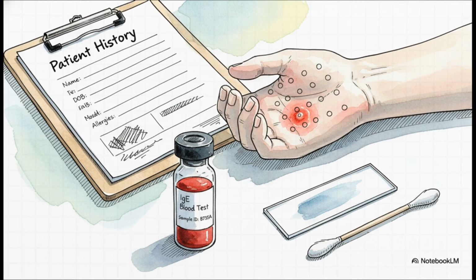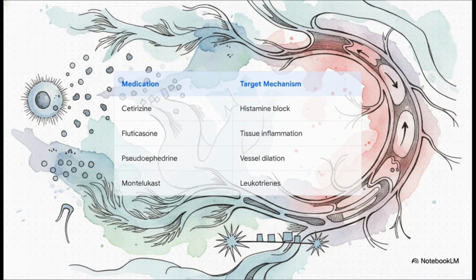We can also use blood tests to measure total and specific IgE levels, or take a nasal smear to check for eosinophils. If you see those, it strongly points to an allergic cause. Just look how beautifully these drugs map onto the cellular cascade we just learned. Cetirizine is an antihistamine. It directly blocks the effects of the histamine released back in step 3 of our cascade.